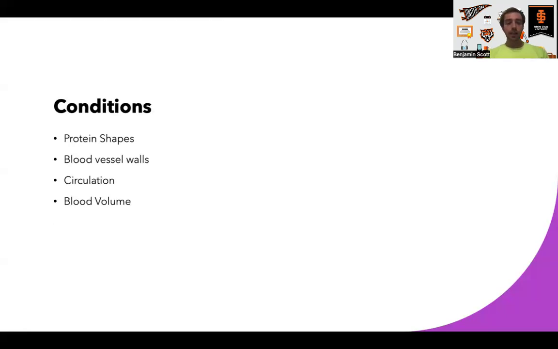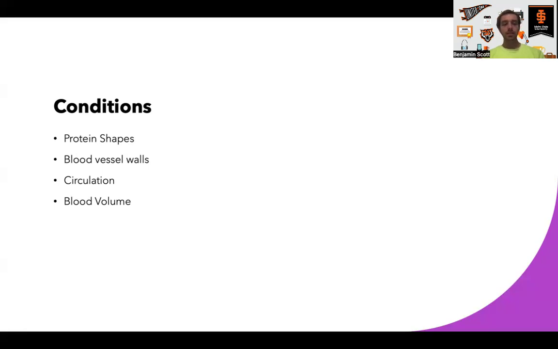So, conditions related to this system. A lot of them are related to these four things. Either protein shapes, so that's the red blood cell not being shaped correctly. You'll see that with sickle cell anemia. That's where the red blood cell isn't shaped properly, and so it isn't really able to carry oxygen correctly. You'll see conditions with the blood vessel walls, where they're not elastic like they're supposed to be, and so they're stiff, they're hard, and that can cause problems with blood pressure. It can cause circulation issues.